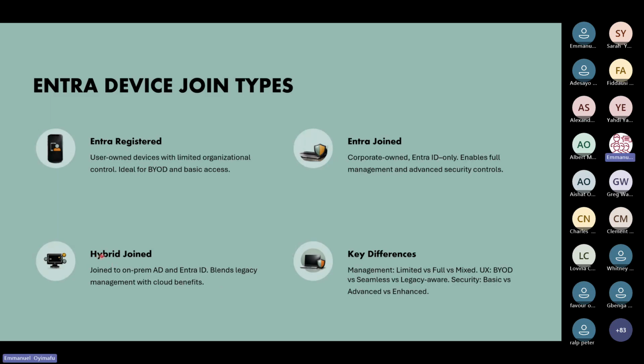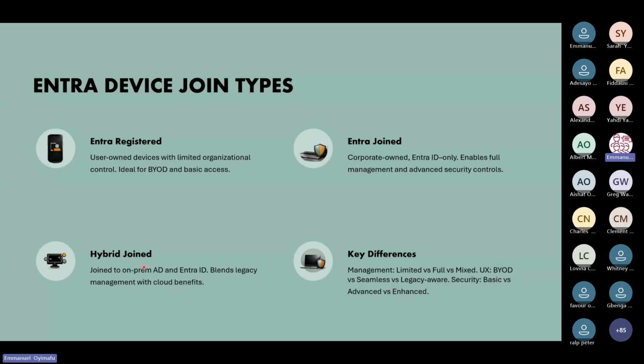So this Entra hybrid joined device now, it blends legacy management with cloud benefits. So when we say legacy, the legacy here now is on-prem AD. On-prem, anything on-prem is private, like it is your own. It is your own Active Directory. You are the one managing it. But for Entra, it is cloud. So hybrid means you are blending legacy management with cloud benefits.